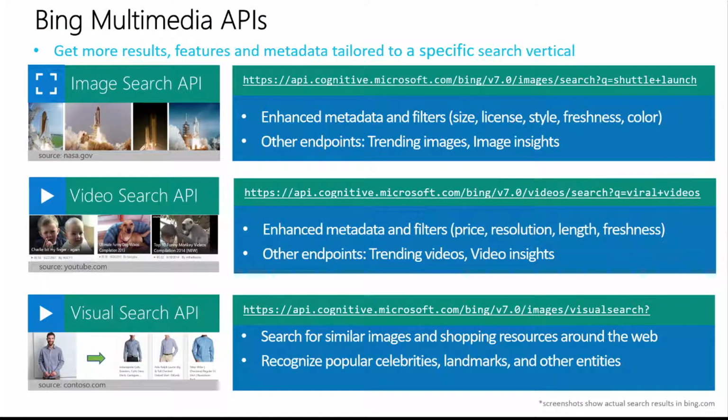The second endpoint is around trending images. There is so much happening around the world. There are so many activities happening. People are liking some images. People are interacting with images in different ways. So this endpoint will give you trending images from the social media at that particular moment.